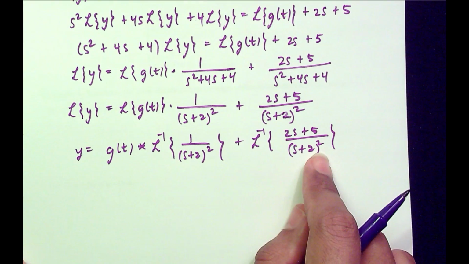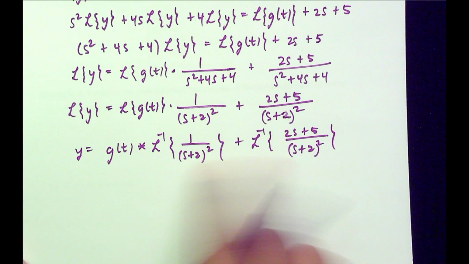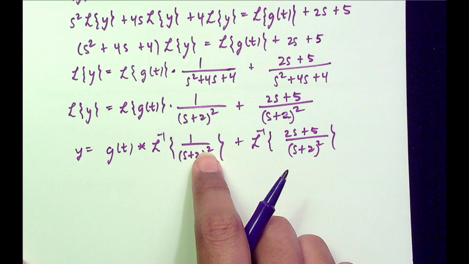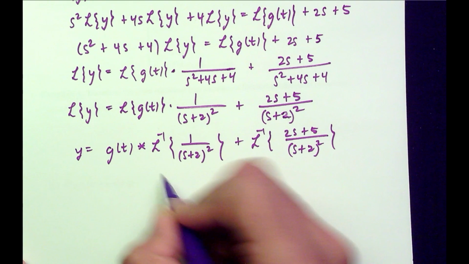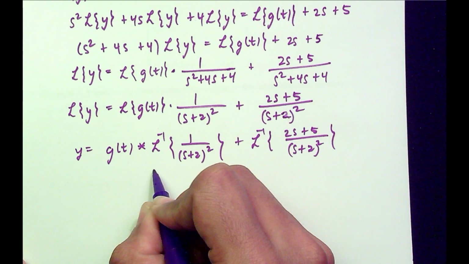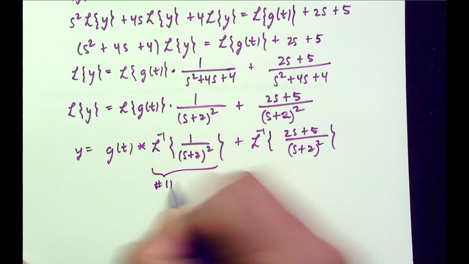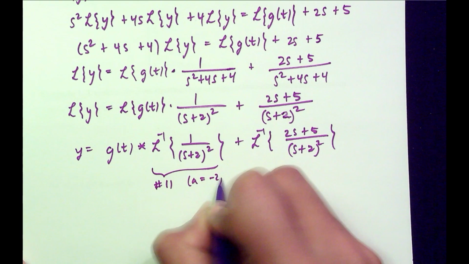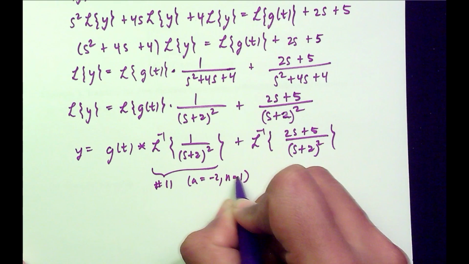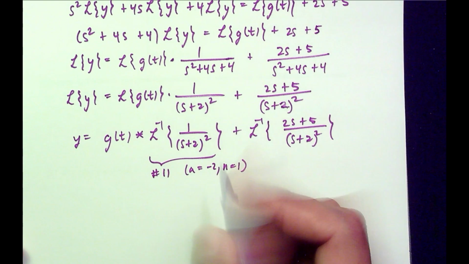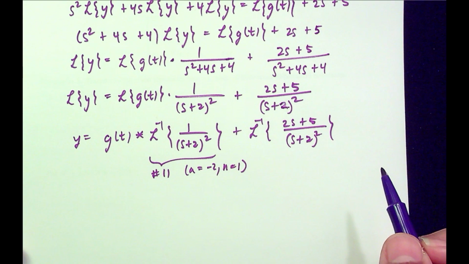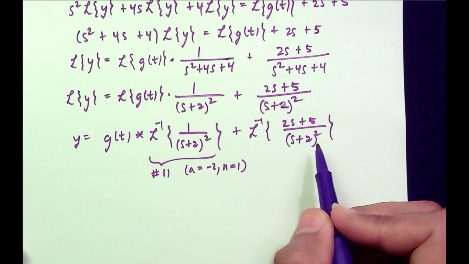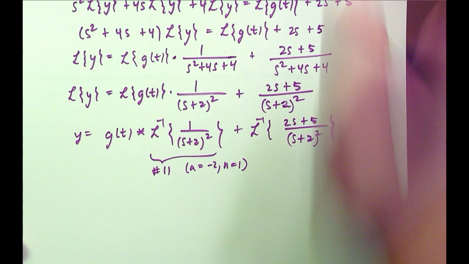Now, let's do these two inverses. This is the only thing we can do, that one and that one. This is on the table. This is actually going to be number 11 on the table, using a equals -2 and n equals 1 in that formula. So we can figure that one out. And this one, though, that is a rational expression. We know how to tackle that one. It's not on the table, so we have to do its partial fractions.